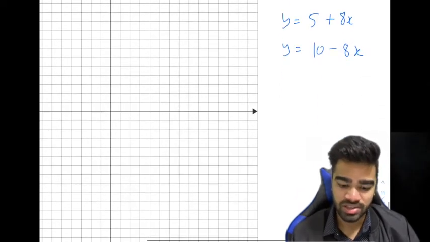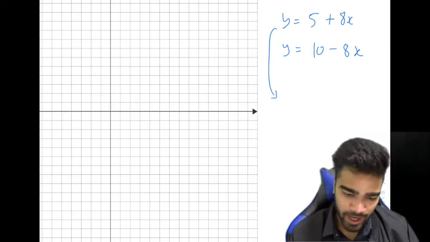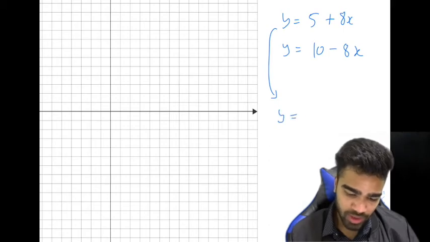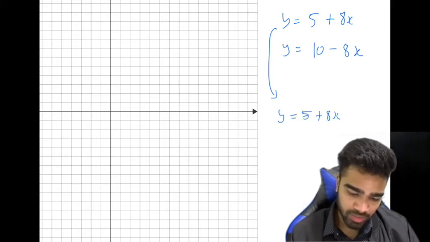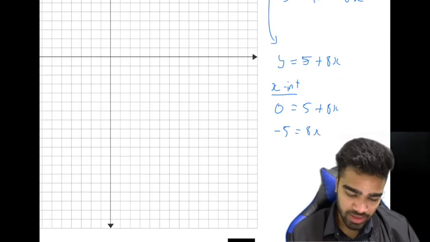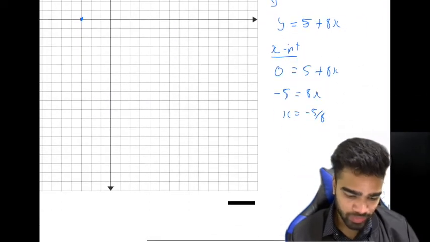So we're going to sketch both of these graphs. We're going to do the same thing. Find the x-intercept, y-intercept, and sketch. All right. So for the first one, y is equal to 5 plus 8x. We find the x-intercept. Let's do that first. Make y 0, so 0 is equal to 5 plus 8x. Negative 5 is equal to 8x. X is equal to negative 5 over 8. Negative 5 over 8, let's just say it's over here.